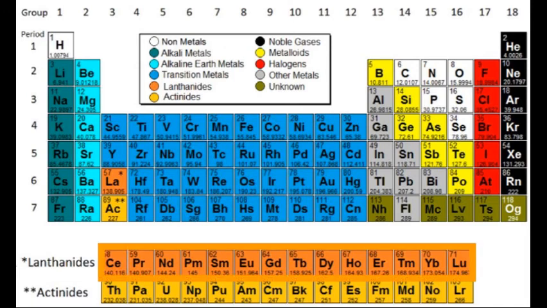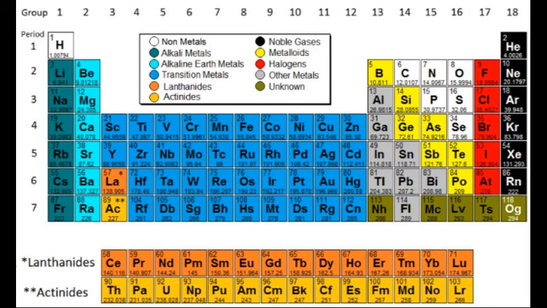Lanthanides are the ones that are going to be the top, starting with lanthanum. Actinides would start with actinium. Those are not something we talk about in standard chemistry. Now, if you do care, those are the ones that sometimes are just called rare earth metals. They're very strange elements. They tend to have some very unique properties.